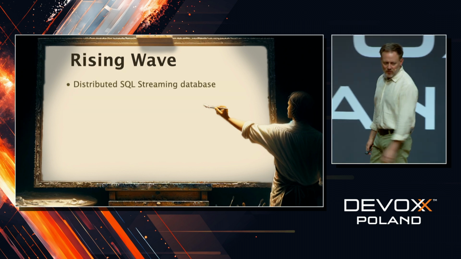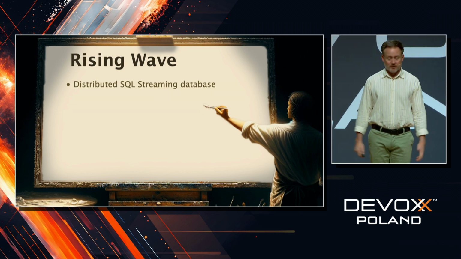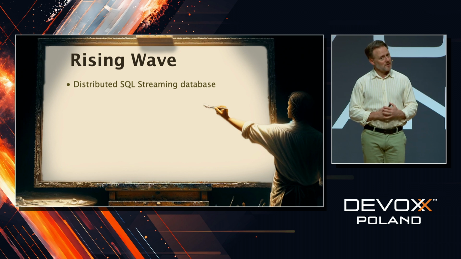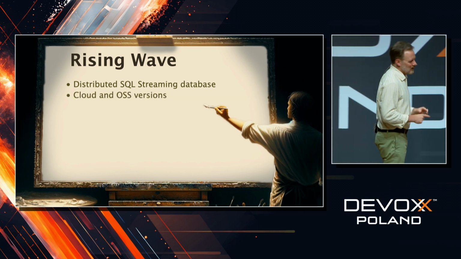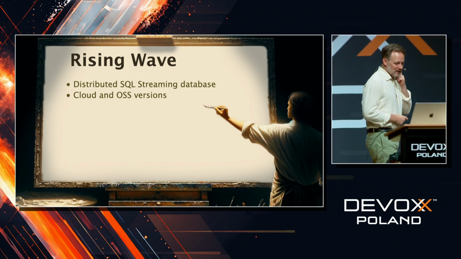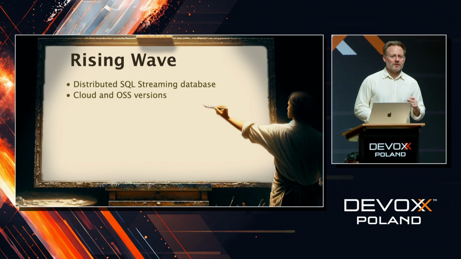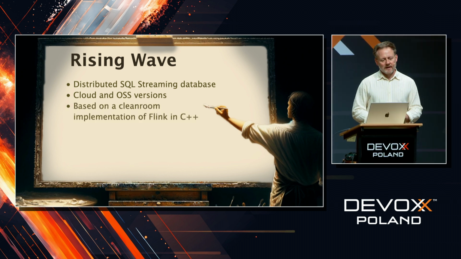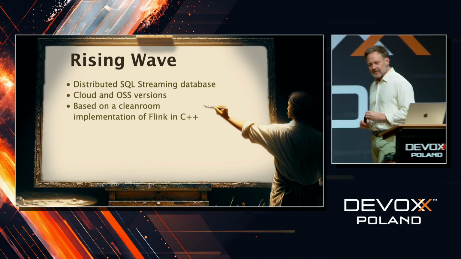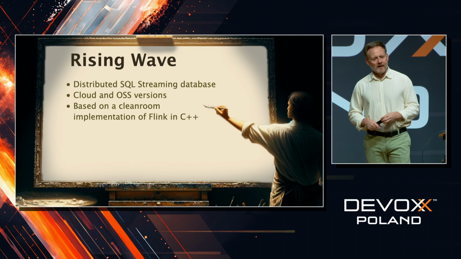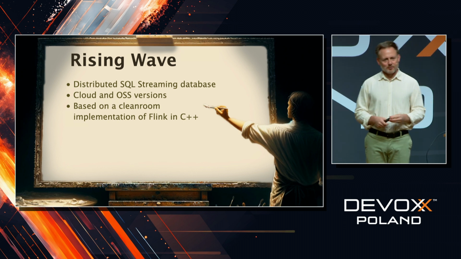All right, Rising Wave. They describe themselves as a distributed SQL streaming database. Again, if they're kind of sounding familiar, there's a reason. They have a cloud product. There is an open source version. What's super interesting about Rising Wave is it's a clean room reimplementation of Flink. Let's take the Java thing and rewrite it in C++.